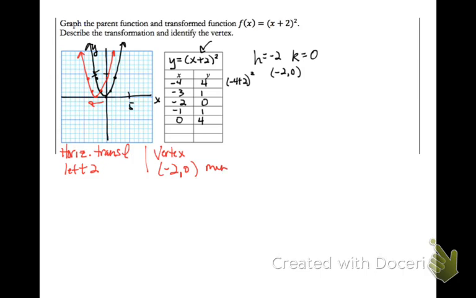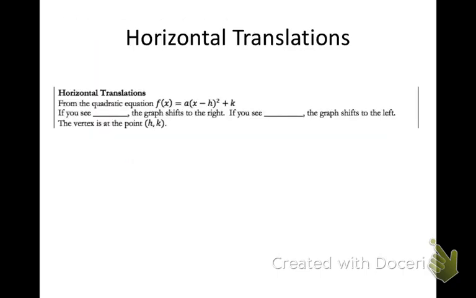Now we're going to write a general rule for horizontal translations. So on your note sheet, you can just fill in the blank, and we're going to use the evidence that we found from what we just graphed. So if you see, when you look at your equation, an h that's being subtracted, your graph is going to shift to the right. If you see an h that is being added, your graph is going to shift to the left. We call that a horizontal translation. The vertex, again, is going to be at the point (h, k).